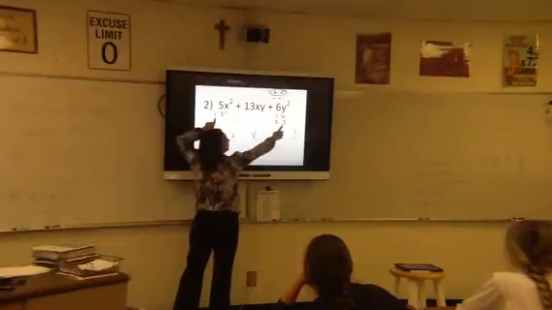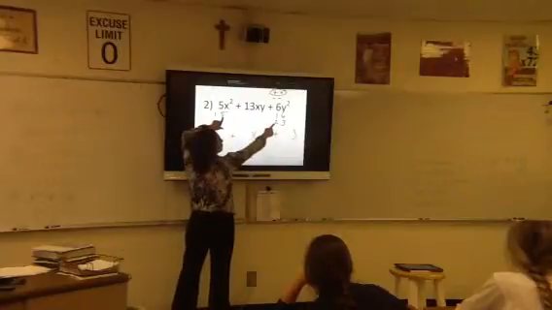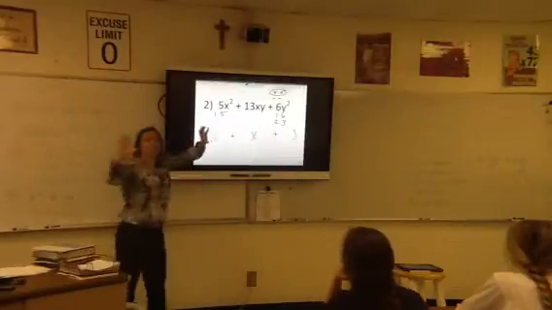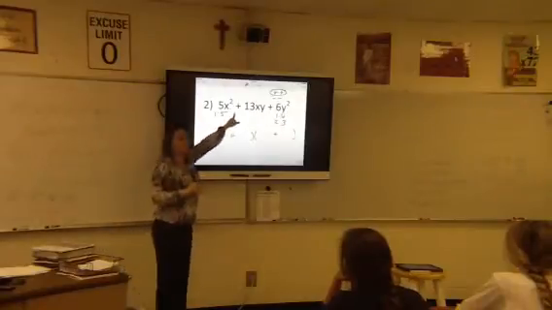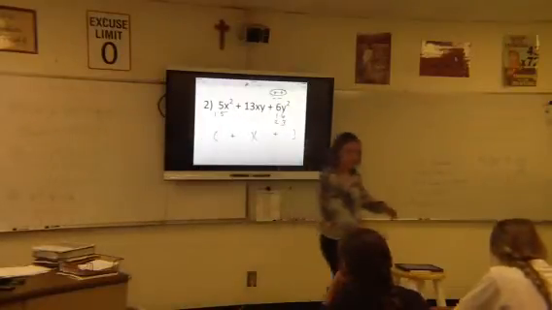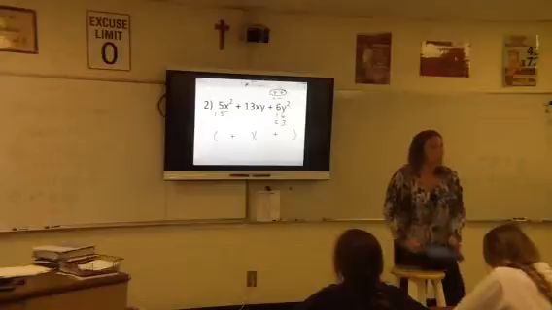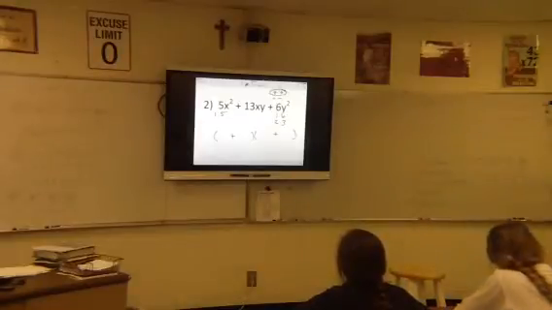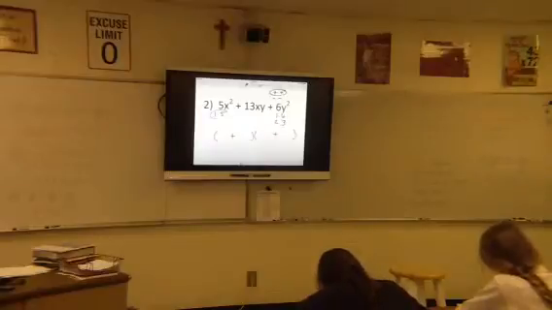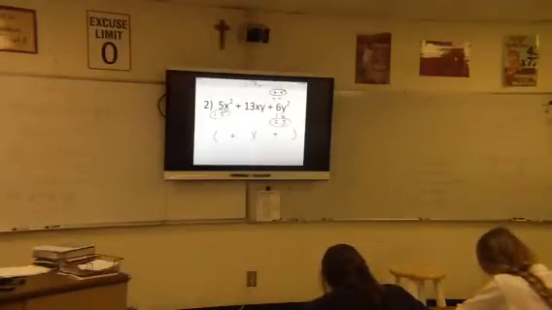1 times 3 is? 3. 5 times 2 is? 10. So can a 3 and a 10 add up to 13? Yeah, okay, so I think I've got something here. Okay, so in this one we didn't have to worry about flipping because we found it right away. So I'm going to try 1 and 5 and 2 and 3.